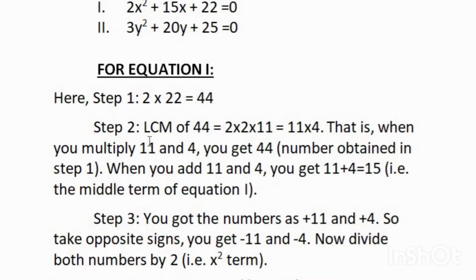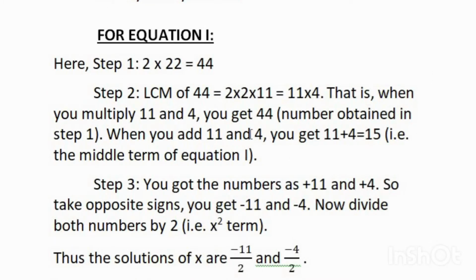Understood? So in step 2, take the LCM of the number obtained in step 1 and get two numbers from that in such a way that when you multiply those two numbers, you get the answer obtained in step 1, and when you add those numbers, you get the middle term, the x term. So here we got the number 44, and the LCM of 44 we have taken and got 11 and 4 as the numbers, such that when you multiply 11 and 4 you will get 44, and when you add 11 and 4 you will get 15, that is the middle term. Okay, now step number 3, you got the numbers plus 11 and plus 4, right?